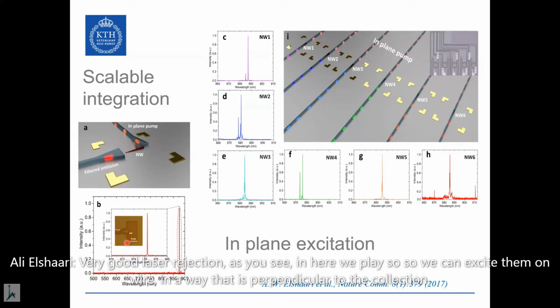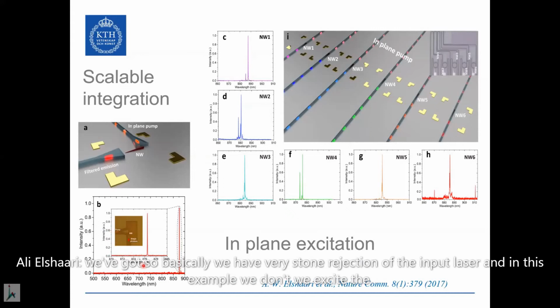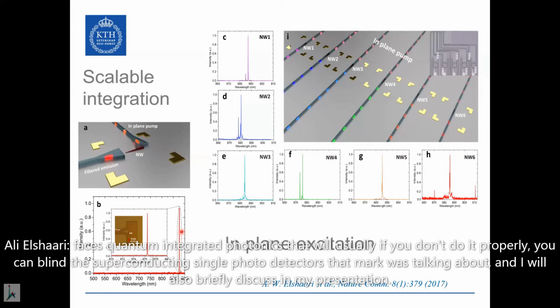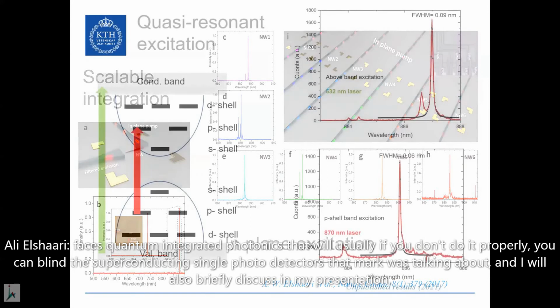laser rejection. As you see in here, we can excite the nanowire in a waveguide that is perpendicular to the collection waveguide. So basically, we have very strong rejection of the input laser. In this example, we excite the nanowires with the helium neon laser, and we see no trace of the laser in the quantum dot emission. The filtering of the laser is one of the main challenges facing quantum integrated photonics, because if you don't do it properly, you can blind the superconducting single photon detectors that Mark was talking about, and I will also briefly discuss in my presentation.